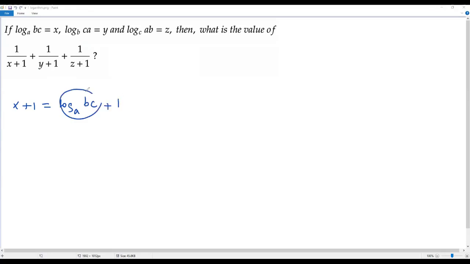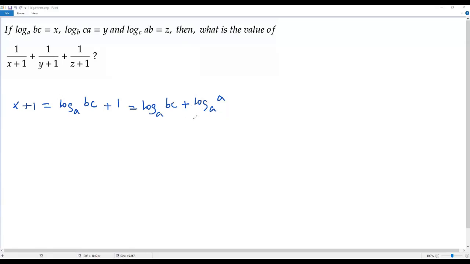Here I cannot add this logarithm and the number 1. If I want to add these two quantities, instead of the number 1, I must have a logarithm. So what do we have to do for that? Log base A of BC. This 1 can be written in terms of logarithm, that is log base A of A, because in any logarithm, when the argument and base are equal, the value of such a logarithm is 1. So instead of 1, we can write a logarithm with the same base and argument.